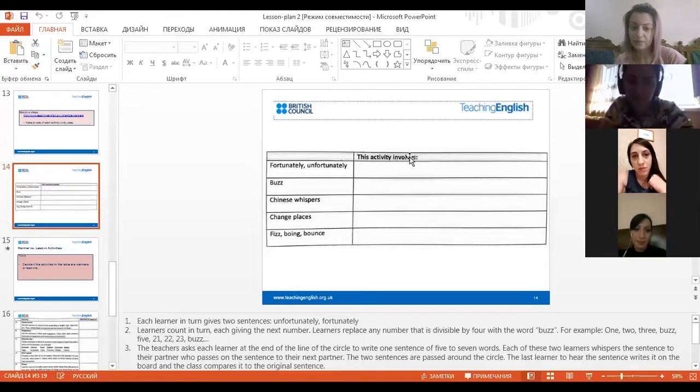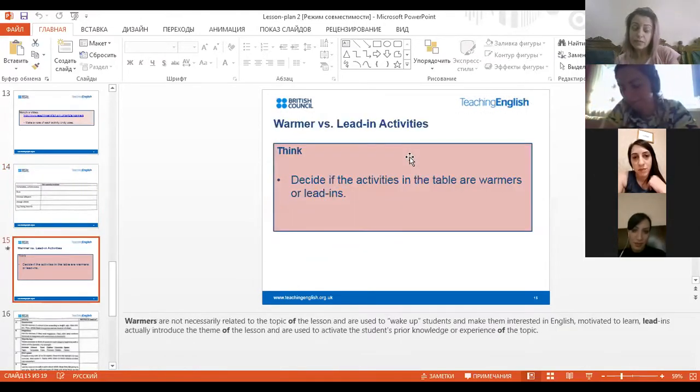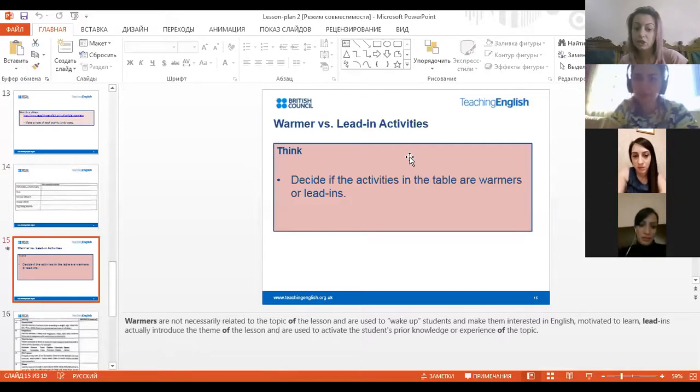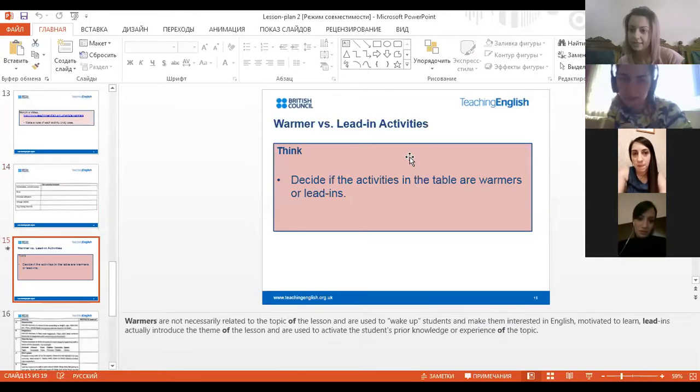So as I mentioned, warmers are not necessarily related to the topic of the lesson and are used just to wake up students and make them interested in language, in English. And a leading actually introduces the theme of the lesson and is used to activate the students' prior knowledge or experience of the topic. This is leading, yes?